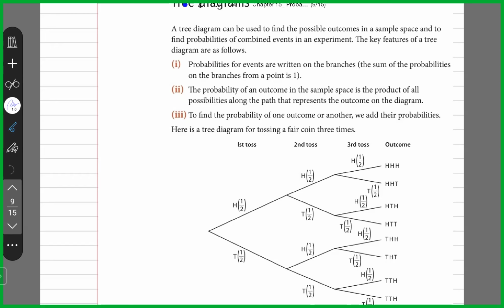I think most people should be familiar with a tree diagram, because you should have done that from OddMath. All right.